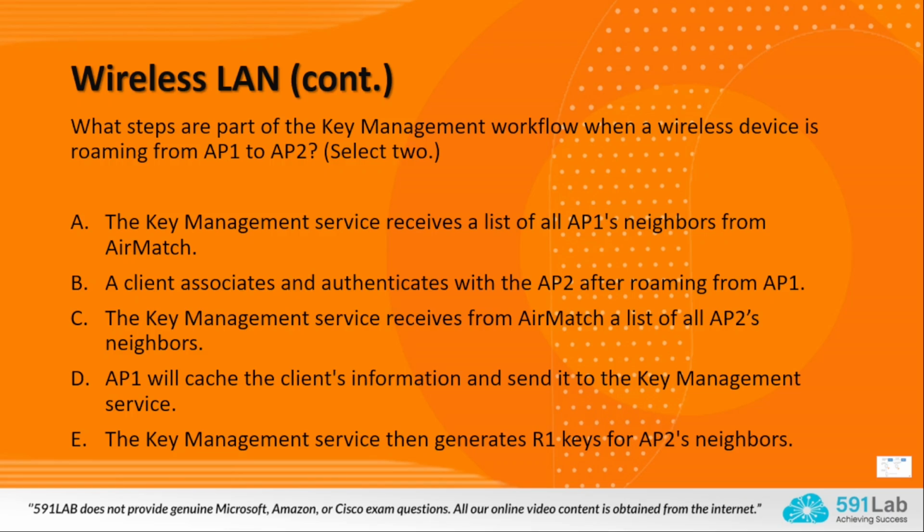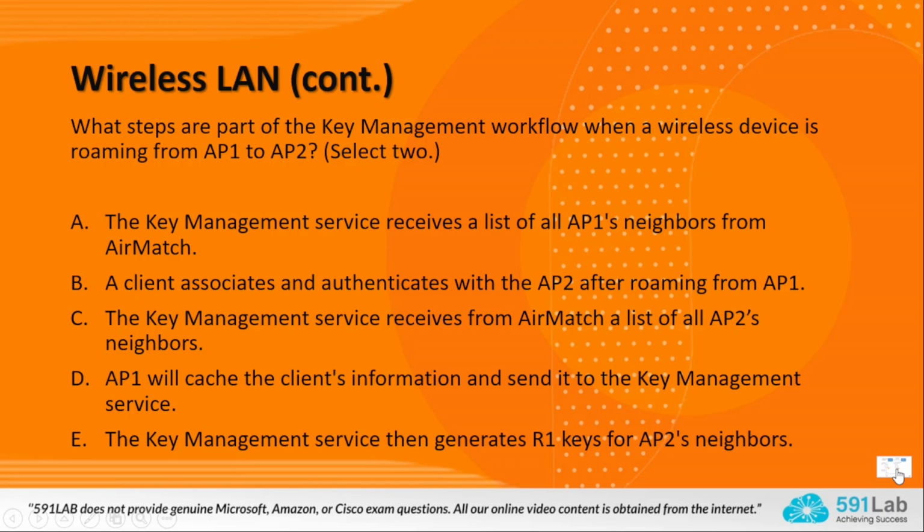Option B. A client associates and authenticates with AP2 after roaming from AP1. No, there is no authentication after roaming to AP2. That is the whole idea of 802.11r fast roaming. So there's no authentication after roaming. So option B is wrong.